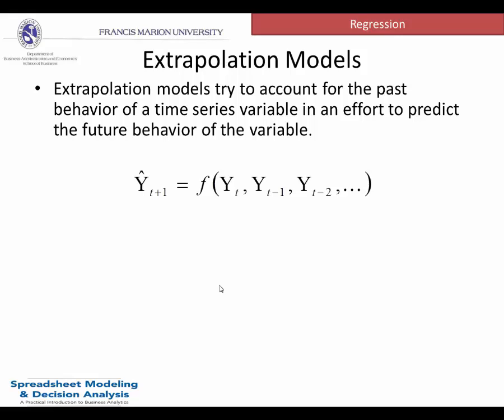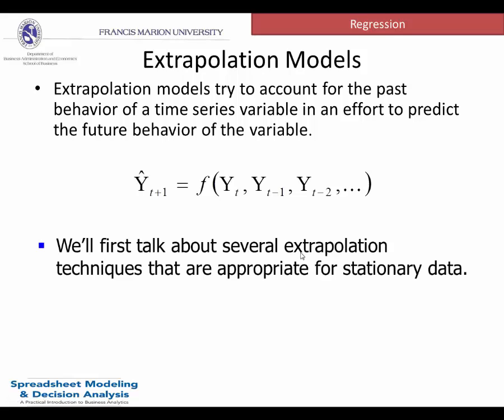Extrapolation models try to account for past behavior of a time series variable in an effort to predict the future variable. Essentially, we are looking at the past. Yt is your current actual value. Yt minus 1 is the previous time period, and Yt minus 2 is 2 time periods ago. And this is your prediction for the next time period.